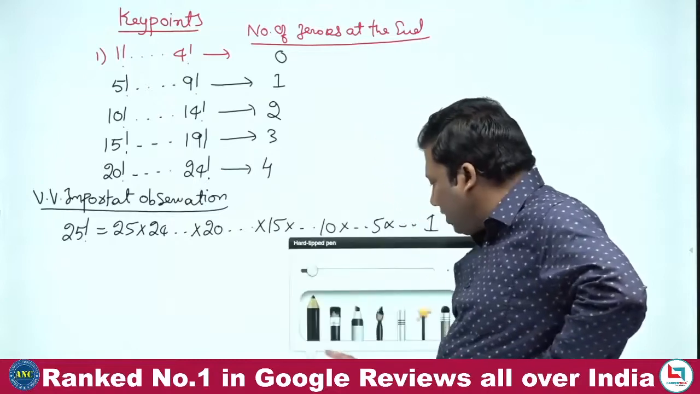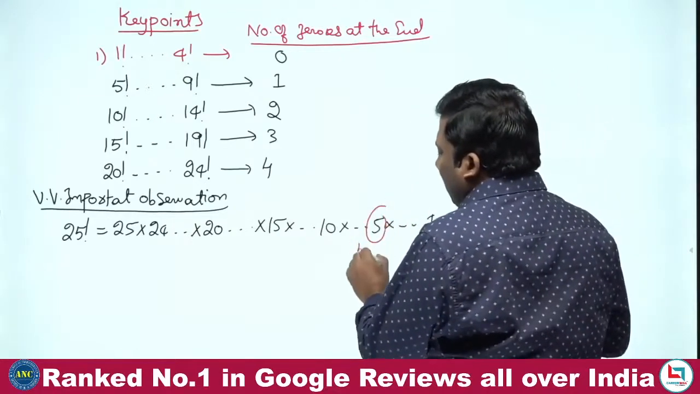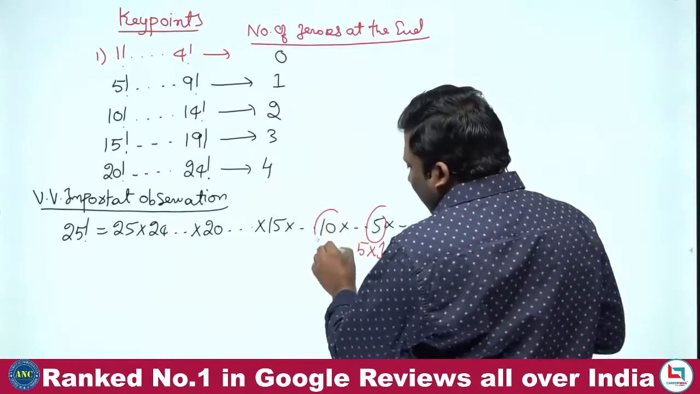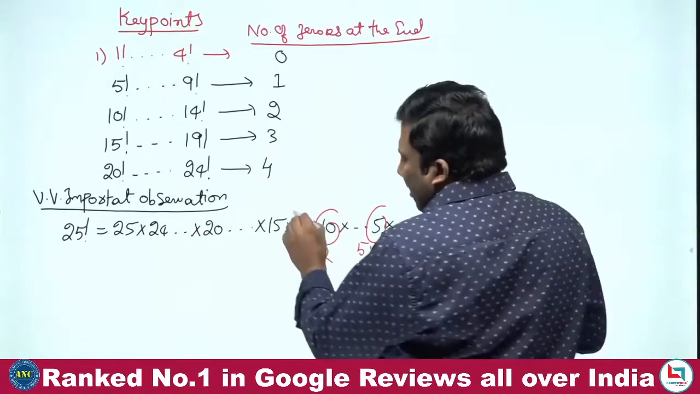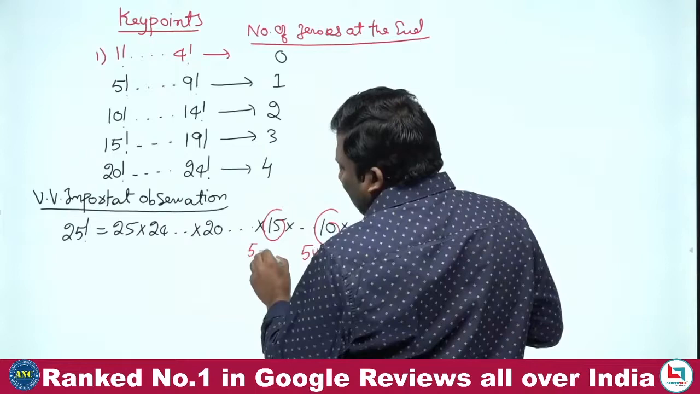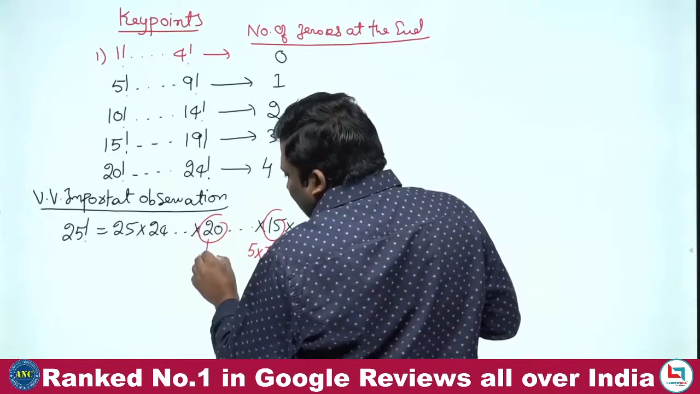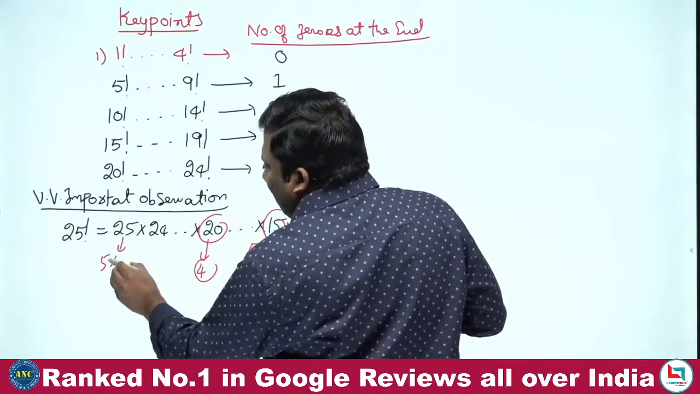Now if you observe the number of zeros, here there are 5 ones. Now the highest power of 5. 5 ones are 5, one 5. 10 it is, 5 twos are 10, second 5. 15 it is, 5 threes are 15, third 5. 20 it is, 5 fours are 20. Here it is 5 into 5.